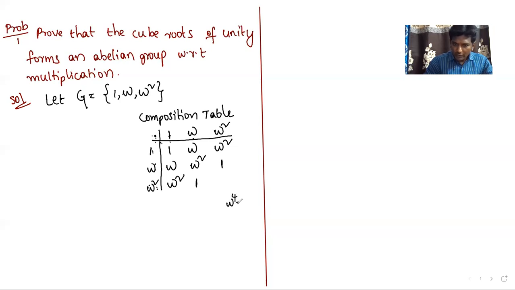Omega power 4 what does it become? We can write omega cube into omega. Omega cube value is 1. So 1 into omega is equal to omega. So this is the composition table.